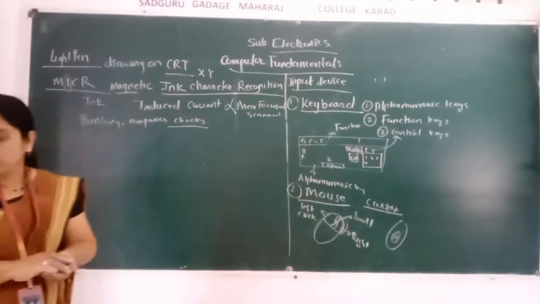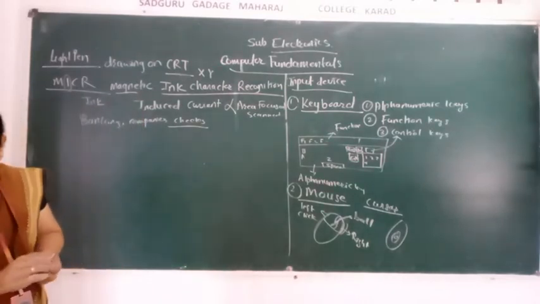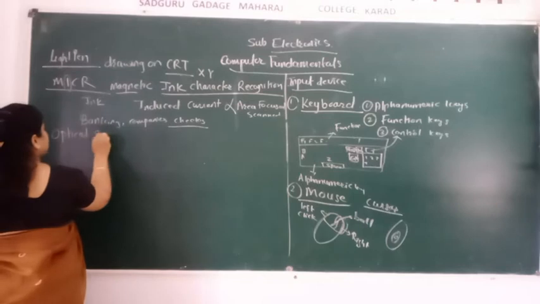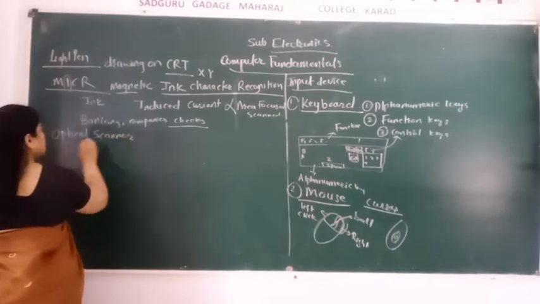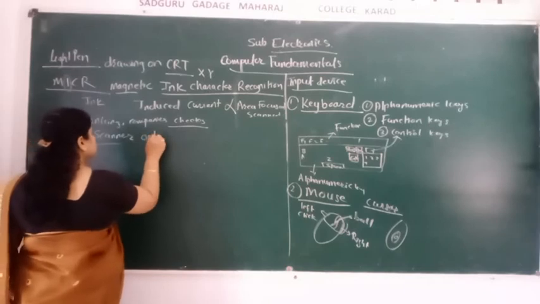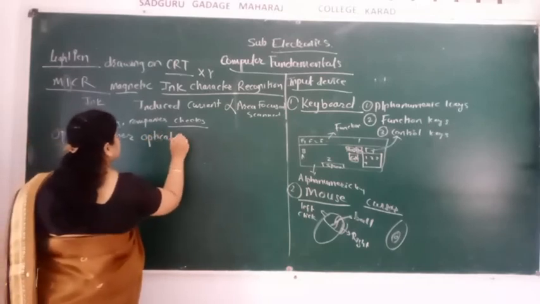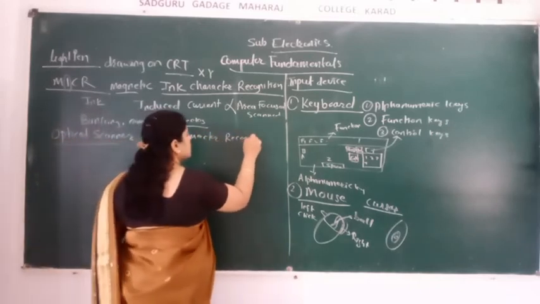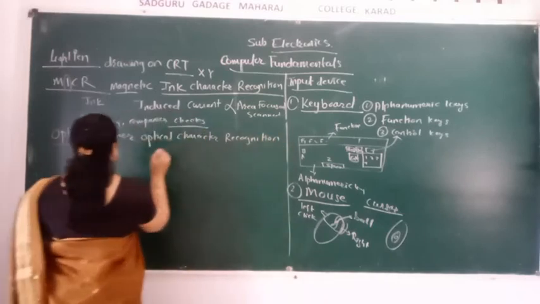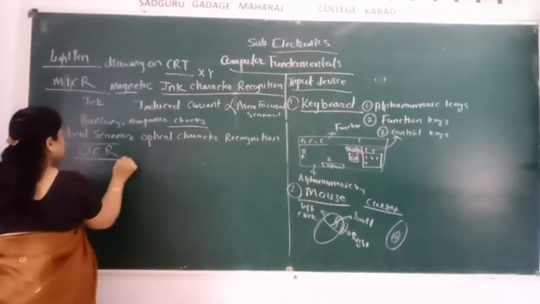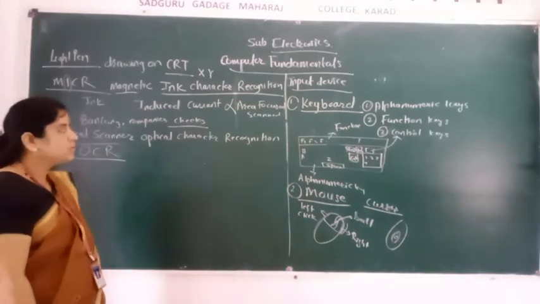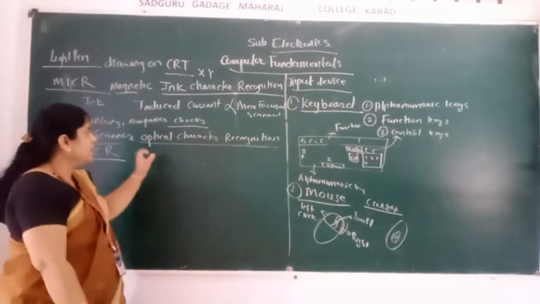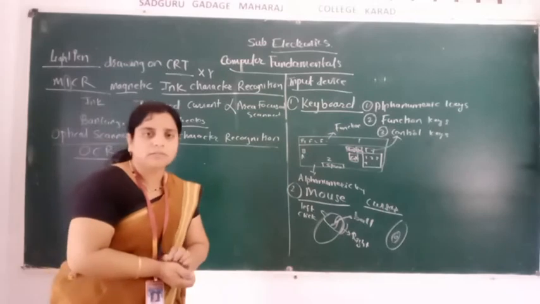Okay. So next is the optical scanner. Optical scanner means what? This is optical character recognition, OCR. OCR means what? In this OCR, optical character recognition, optical means which works on the light.